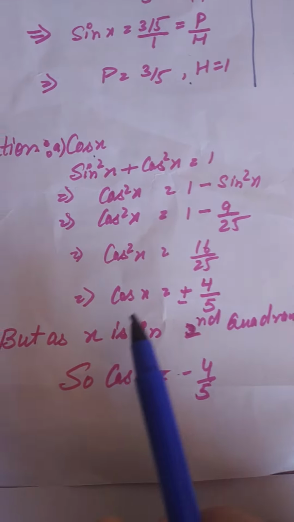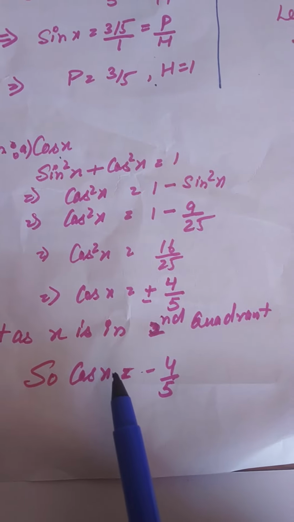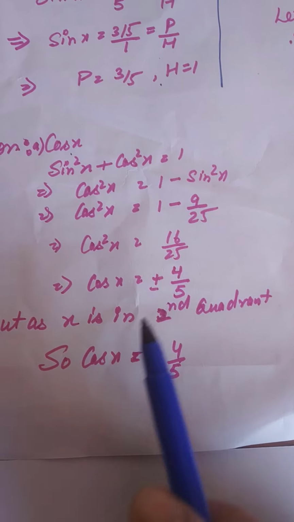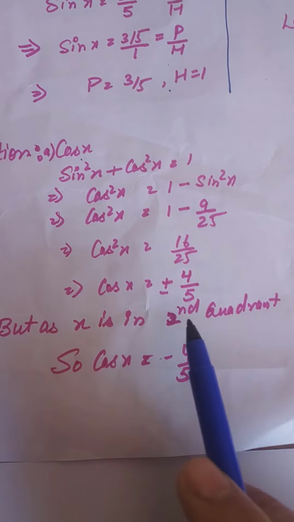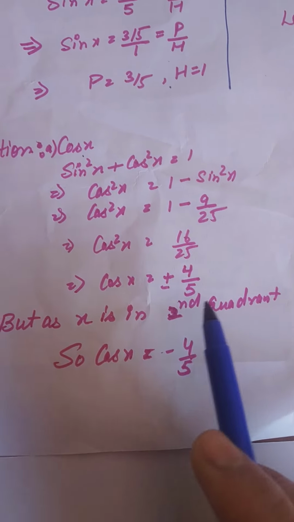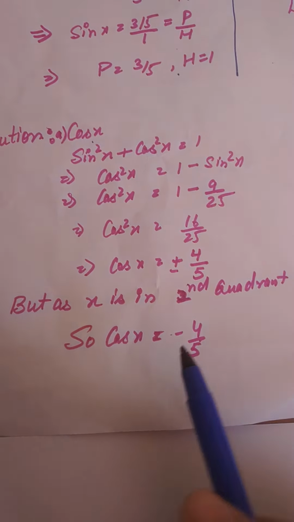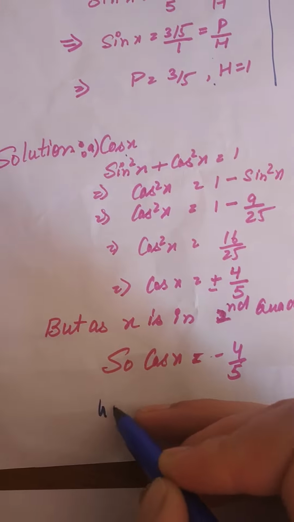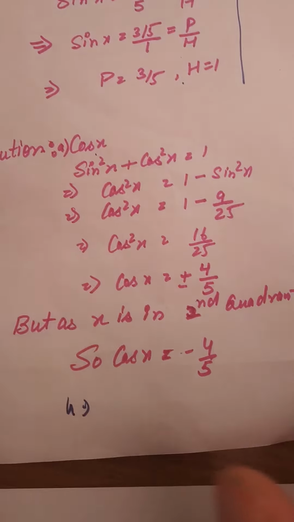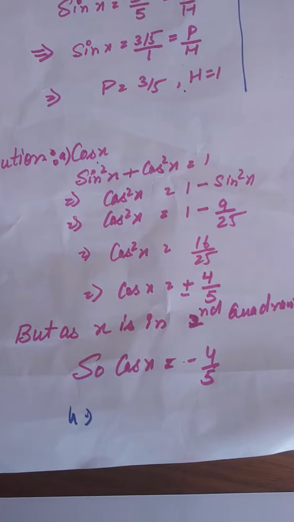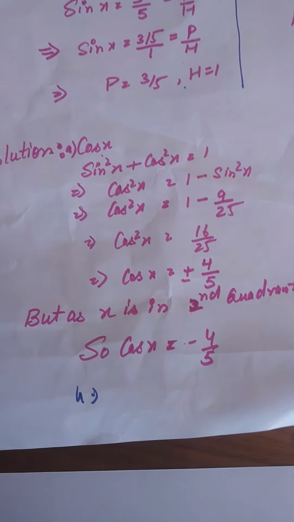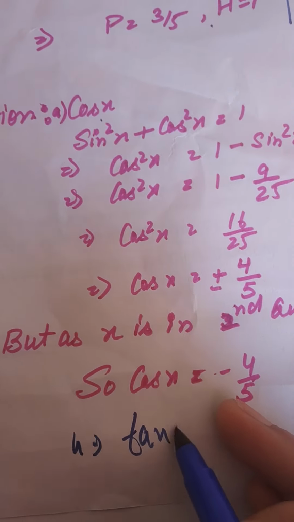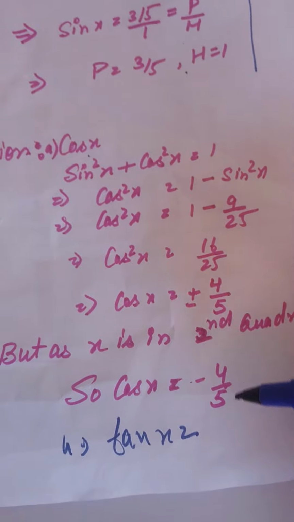Now as x is in the second quadrant, cos x is negative in the second and third quadrants. In the first and fourth it is positive. So as theta is in the second quadrant, our cos theta is minus 4 over 5. Similarly, we can find the remaining 4 trigonometric ratios. What you have to do is keep in mind the sign conventions used for the second quadrant for each trigonometric ratio. Like after sin and cos, tan.